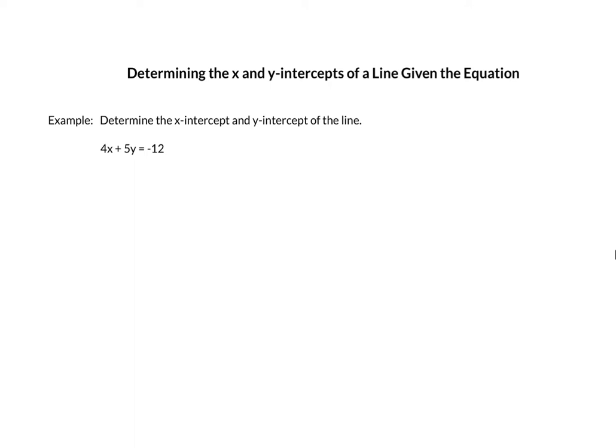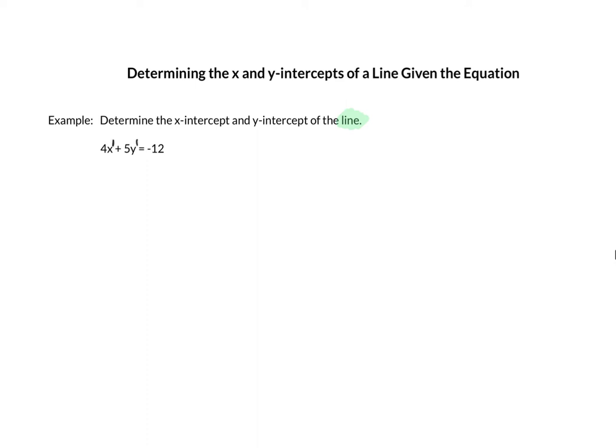We want to determine the x and y-intercept of the following line. 4x plus 5y equals negative 12. So first of all, it's really important that you understand why this equation represents a line. And it is linear, it is a line, because we have exponents of 1 for both x and y.